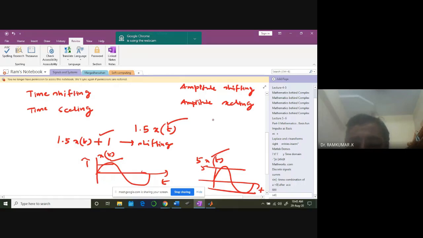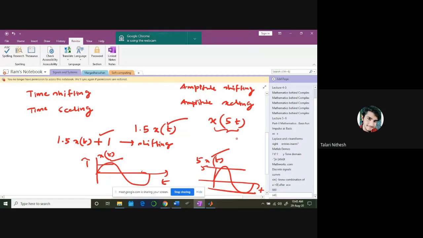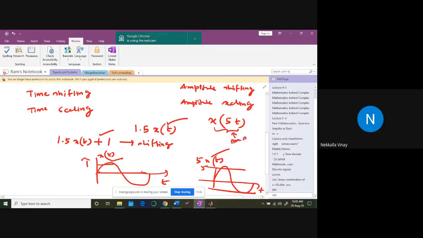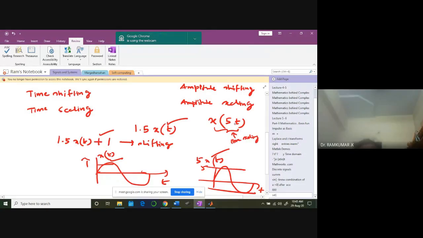But as soon as I say x of 5t within the bracket, what do I really mean here? Can somebody help me out? Time scaling. It's called time scaling. So this operation is completely different from this operation. Okay, 5 times x of t is different from x of 5t. So you need to think about these four. Okay, we need to solve some problems on this.